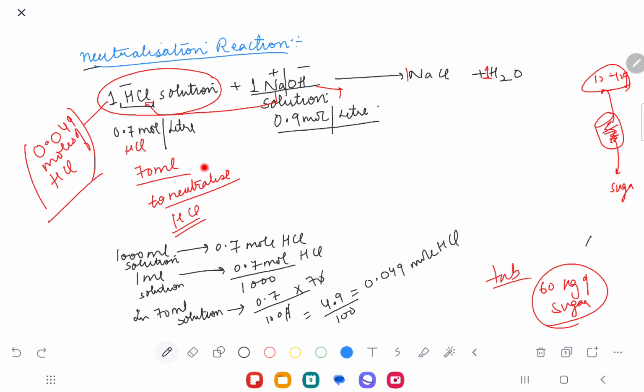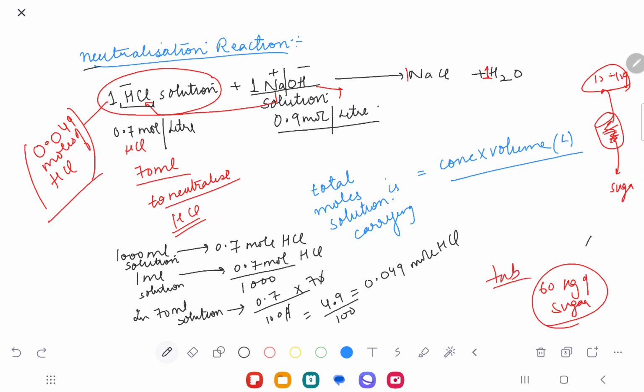So now from here, can I just tell me clearly that the total moles that the solution is carrying into itself is basically equal to concentration into volume, and volume should be in liters. And which volume am I talking about here? The volume that I'm using in the experiment, because the concentration shall always be over 1 liter. That is, how many moles of solution would be present in 1 liter. I hope you're understanding. Any doubts?